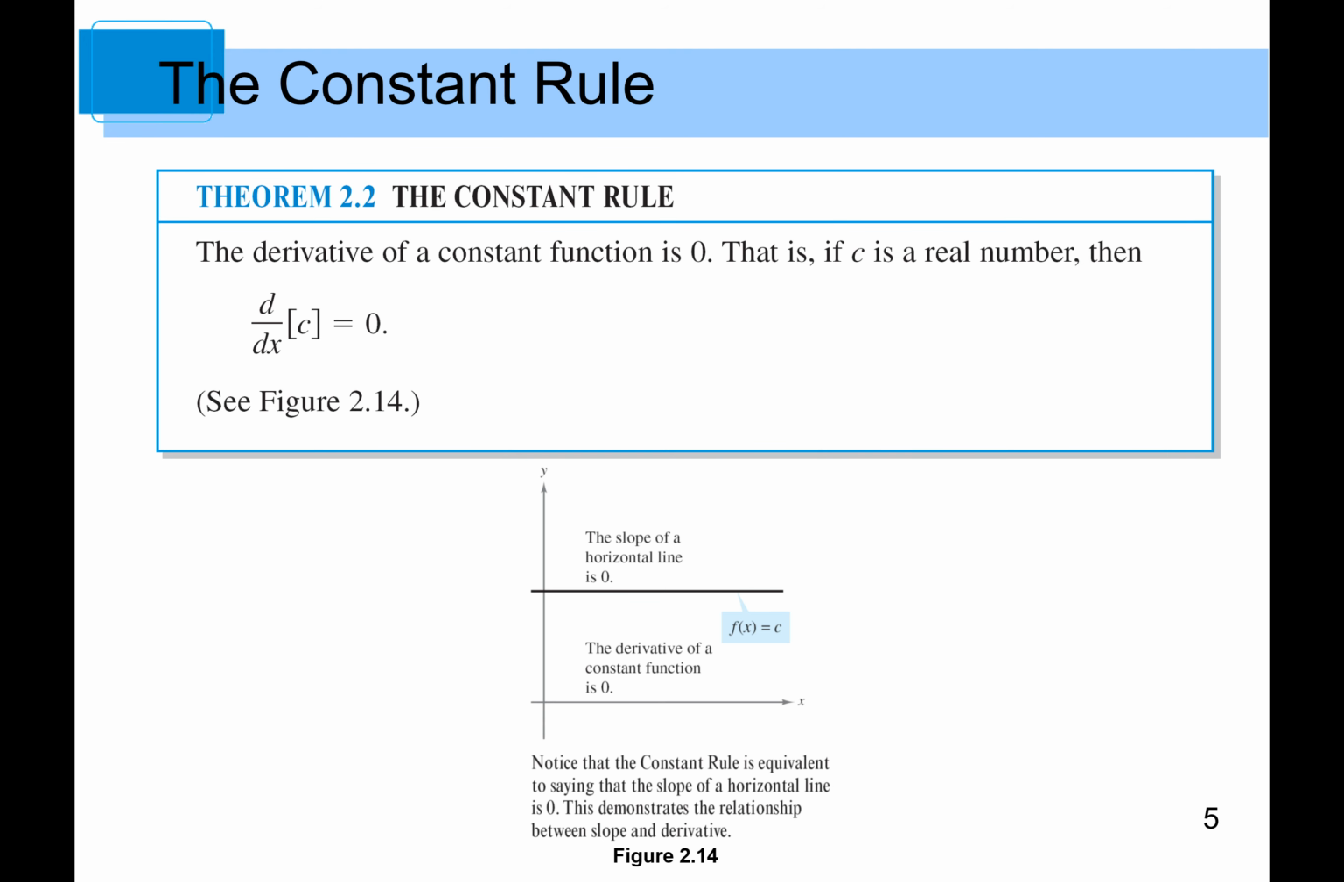Let's take a look at this graph. We have a constant function f of x equals C. The slope of a horizontal line is always 0. That's why the derivative of a constant function is 0. As you can see, there's a relationship between the slope of the tangent line and the derivative. Slope and derivative, actually, they are identical terms.